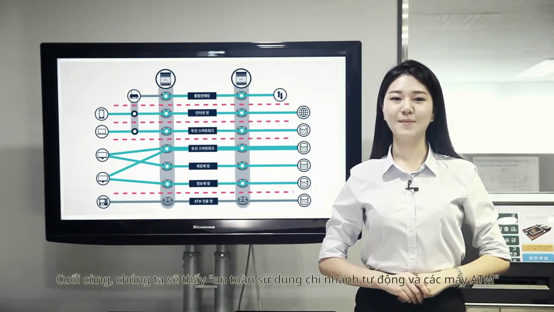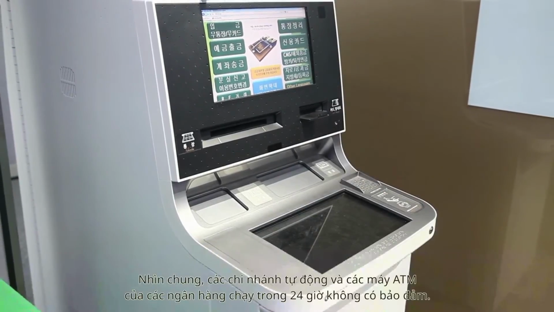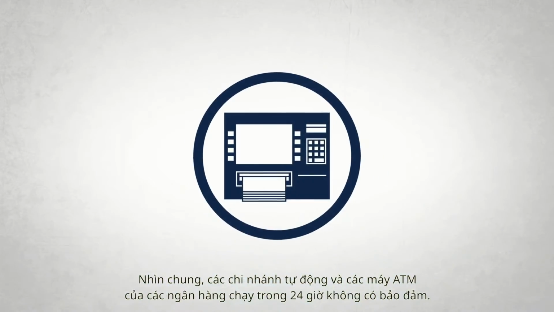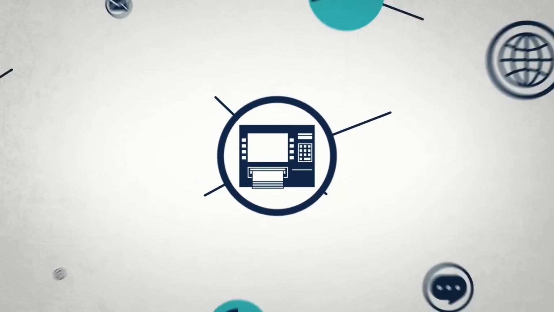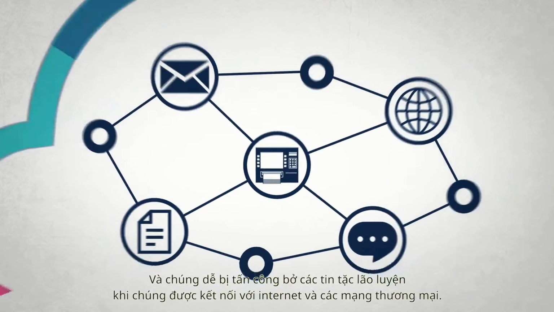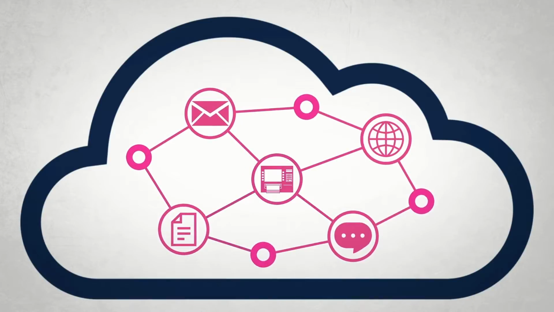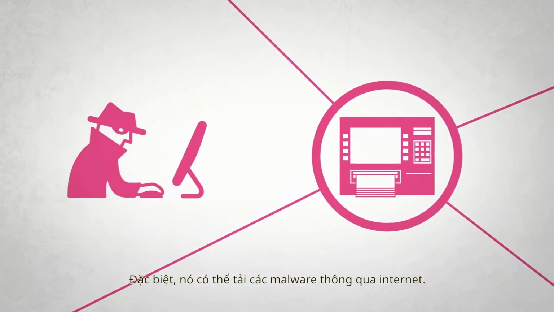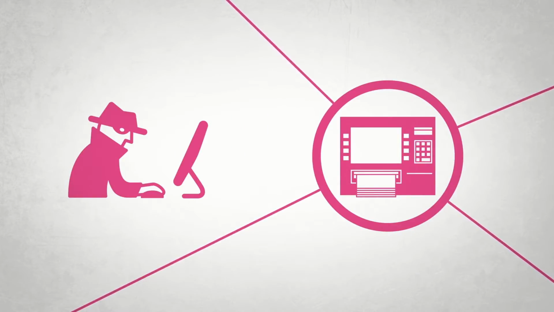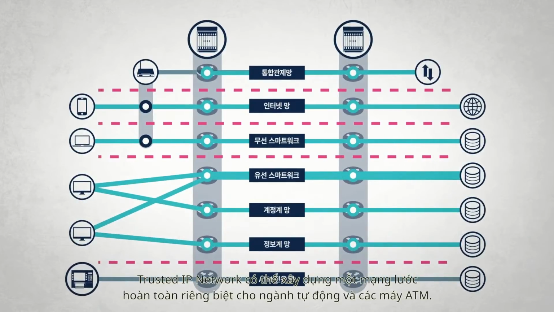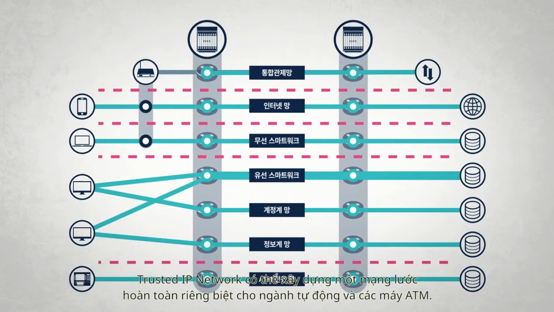Finally, we will see the safe use of the automated branch and the ATM. In general, the automated branch and the ATMs of banks are run for 24 hours without security, and they are highly vulnerable to cyber attacks as they are connected to the internet and the business network. Especially, it is possible to load malwares through the internet. The trusted IP network can build a completely separate network for the automated branch and the ATM.